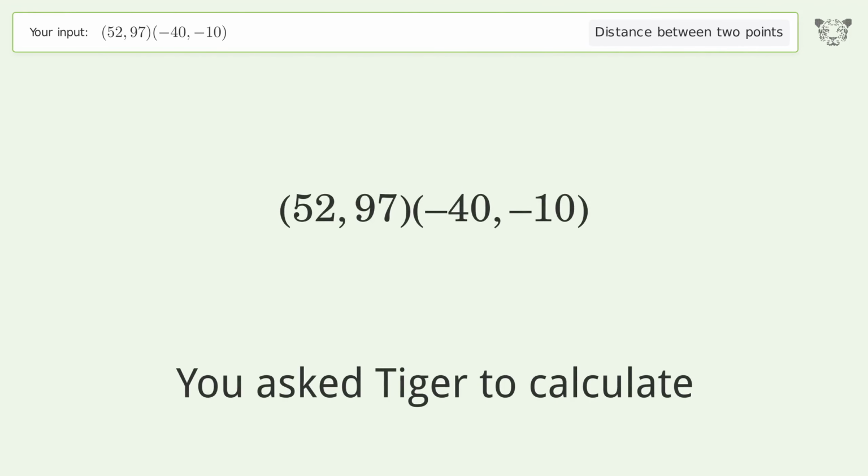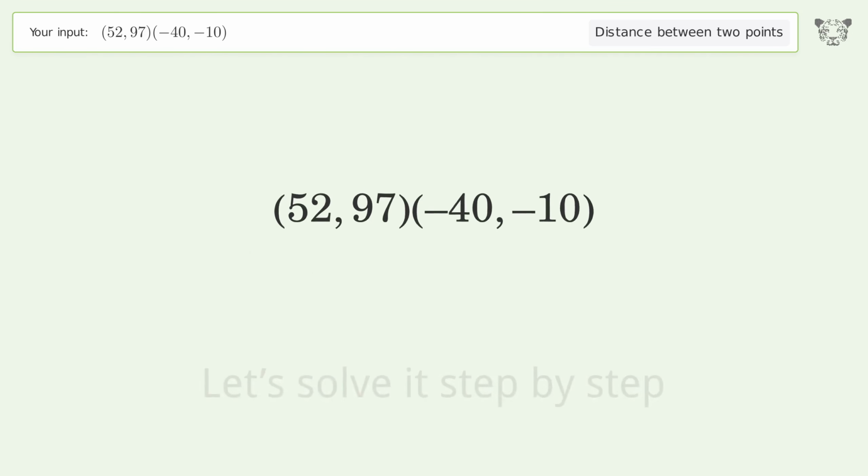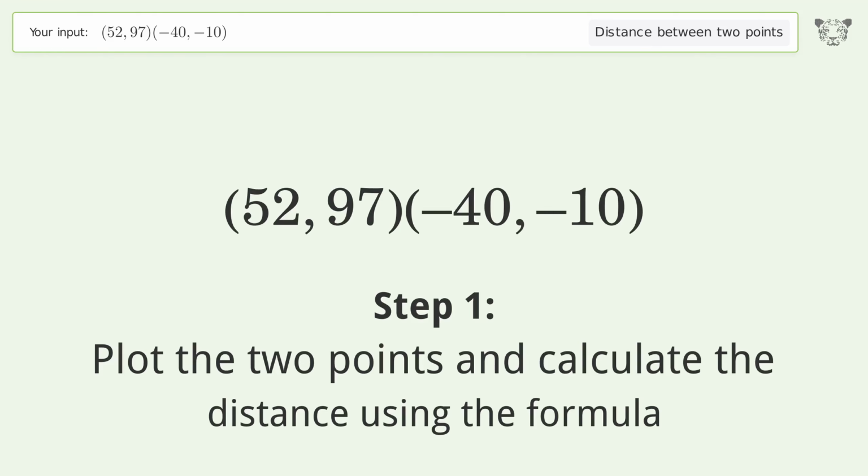You ask Tiger to calculate. This deals with the distance between 2 points. The distance between the 2 points is the square root of 19,913 or 141.113. Let's solve it step by step. Plot the 2 points and calculate the distance using the formula.